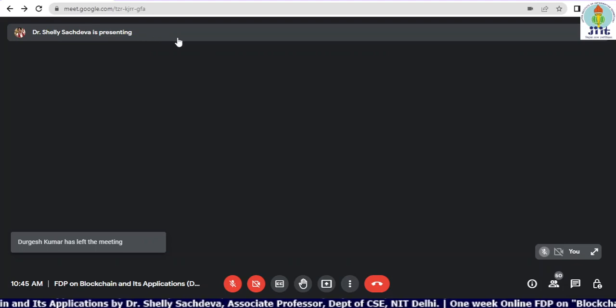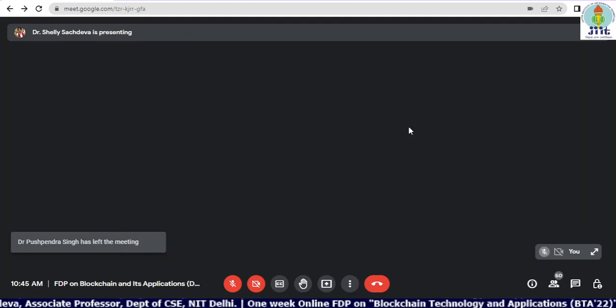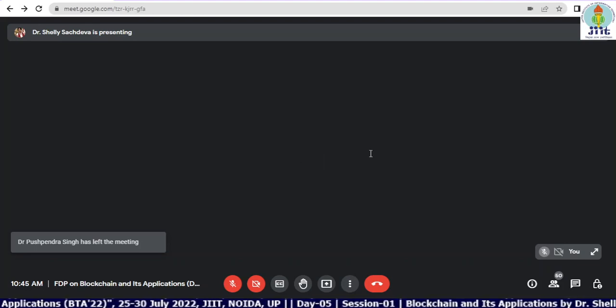What you might see here is statistics from 2018 data, which might have increased by now, 2022. Researchers at Johns Hopkins University have claimed that medical error is the third leading cause of death in the US. By moving towards the blockchain, I guess medical error might be reduced. Most of the deaths are number 1, number 2, and this is number 3. This is the yearly death rate, as per the research done by Johns Hopkins University in 2018.